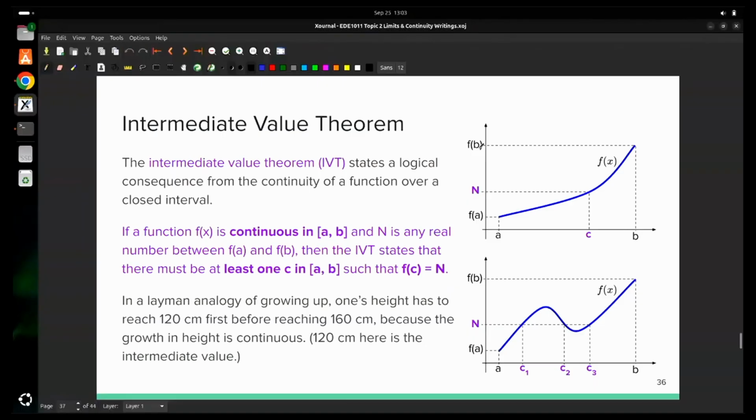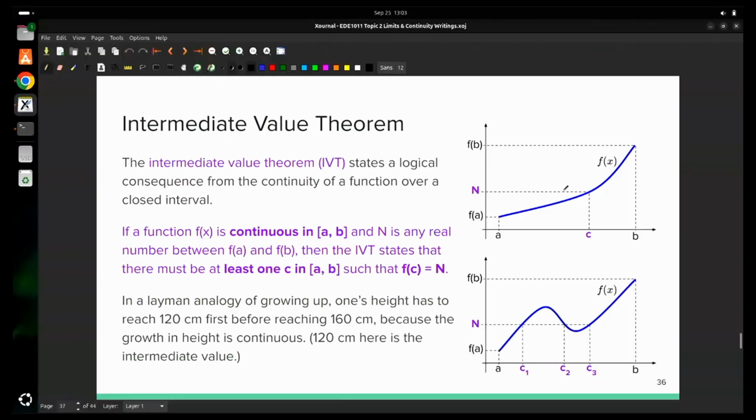In a layman analogy, let's say growing up, your height has to reach 120 cm first before reaching a higher height, let's say 160 cm, because the growth in height logically will be continuous. You don't suddenly jump in some value of your height at some instant. Because growth in height is continuous, you must reach the intermediate value of 120 cm first before reaching a higher number, let's say 160 cm. I think this layman analogy explains clearly the concept of the IVT, the intermediate value theorem.